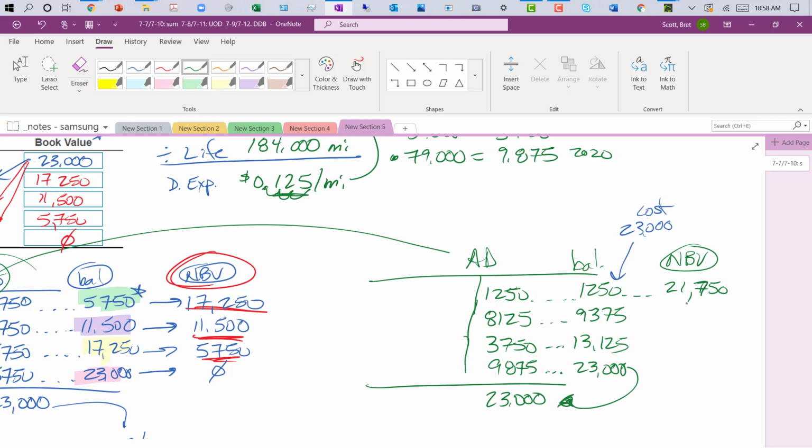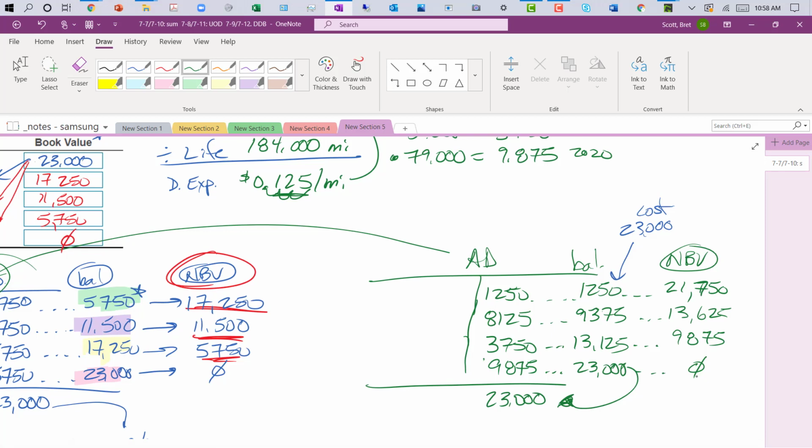Subtract off another 8125, 13,625. Subtract off another 3750, 9875. Oh, look at that, 9875. And subtract off another 9875. It's going to be 0. Perfect. So again, sketching it out in a way that makes sense to me, I can see that it looks like I've caught everything. I'm allocating correctly based on this.